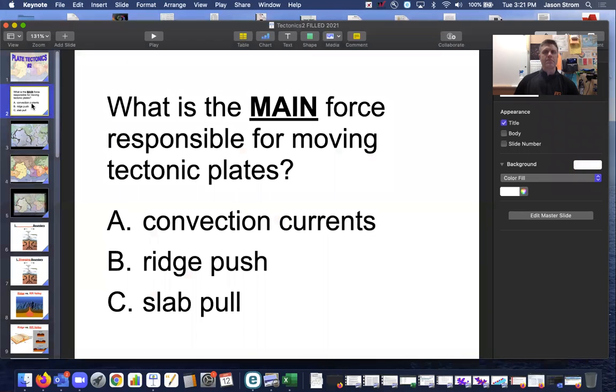I put this question in there. What's the main force responsible for moving tectonic plates, based off of the previous set of notes? So this one is convection currents. All three of these are responsible for moving tectonic plates, but the main one is convection currents.